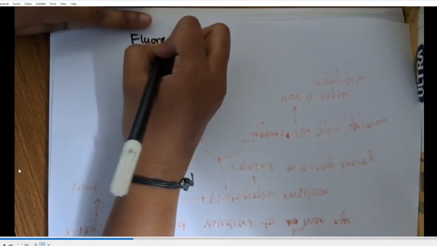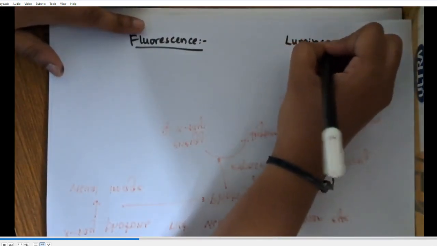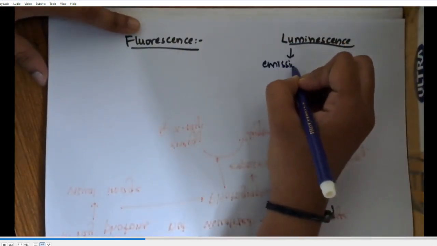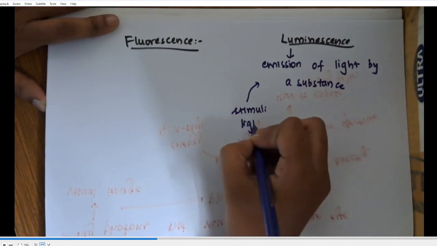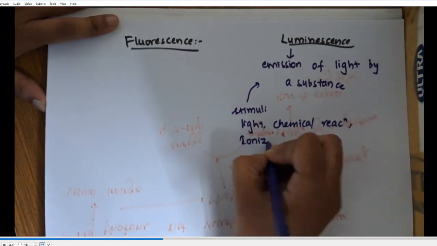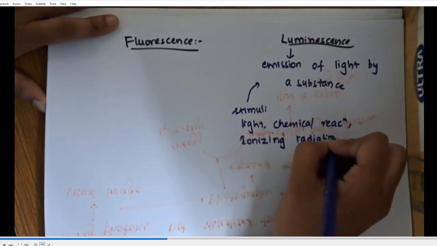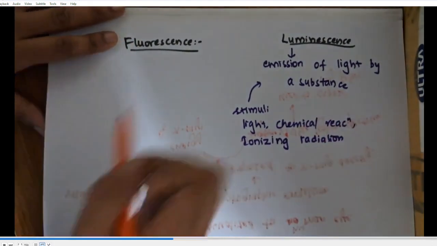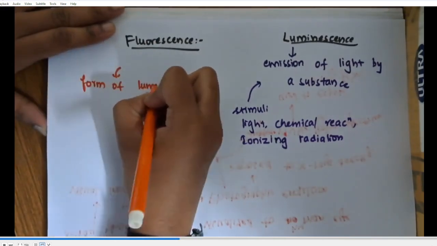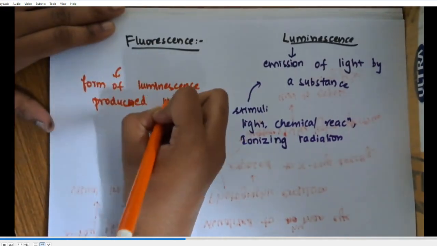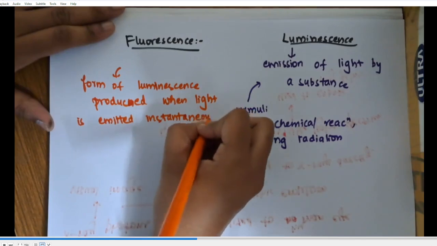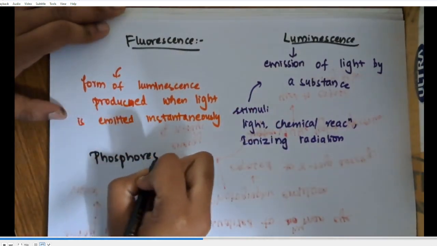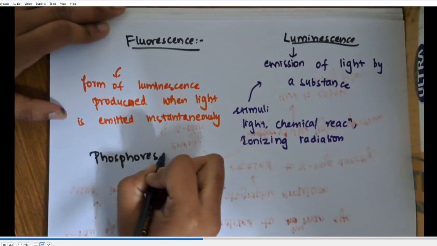First, let us learn about luminescence and fluorescence. Luminescence refers to the emission of light by a substance. It is caused by various kinds of stimuli like light, chemical reaction, or ionizing radiation. The second term, fluorescence, is applied to that form of luminescence produced when the light is emitted instantaneously, meaning that it is emitted within 10 to the power of minus 8 seconds of stimulation.